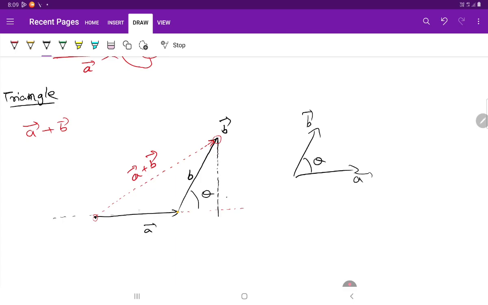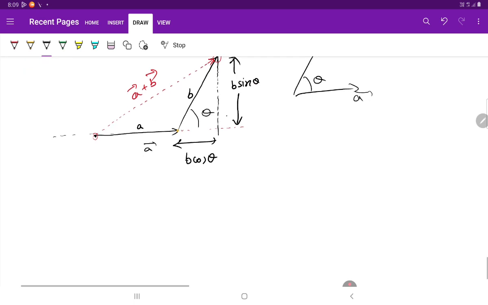Now, to find the resultant, we'll be doing a little bit of trigonometry. This has length B and this has length A. So what will be this length? B cos theta, and this length would be B sin theta. Now, if you want to find mod A vector plus B vector whole square, it would be A plus B cos theta. This is the magnitude of length.